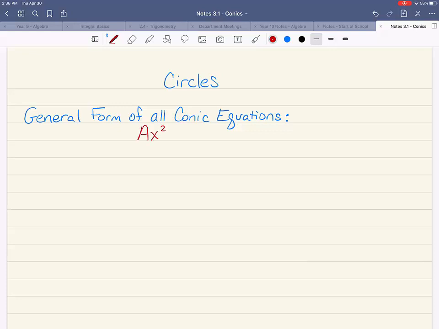Capital A, x squared, plus capital C, y squared, plus capital D x plus capital E y plus capital F equals 0. All the coefficients on the x's and y's are capital letters.